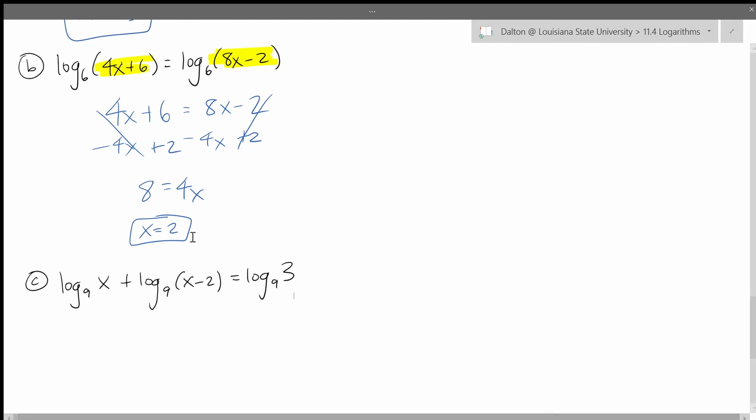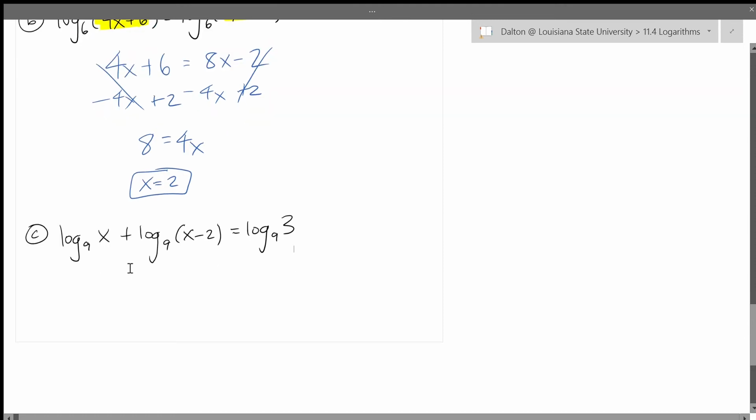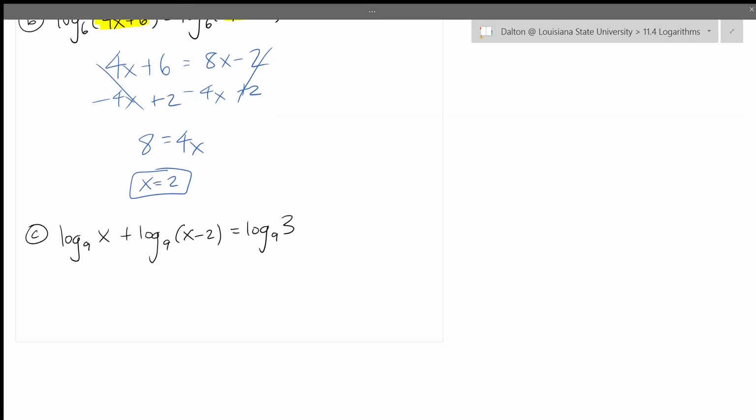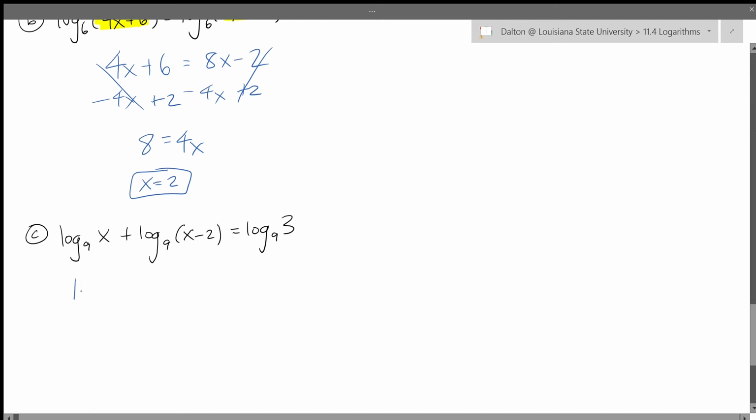The operation that we need to pay attention to is the fact that 2 of these logs are being added. When that happens, the property says we can rewrite or combine those two terms into one as the log base 9 of x times x minus 2. So the property says let's just multiply its two components together, and that is equal to log base 9 of 3.